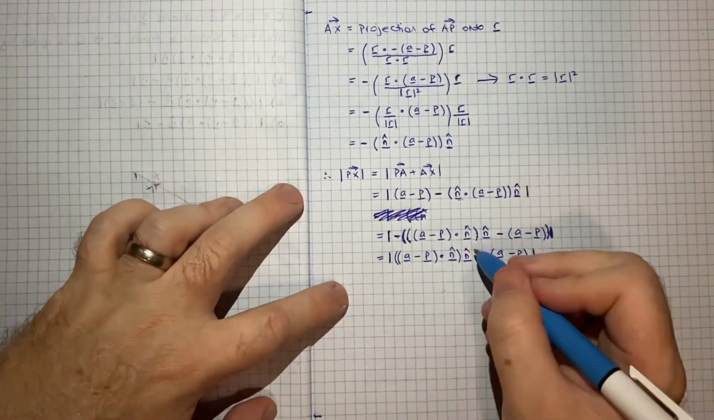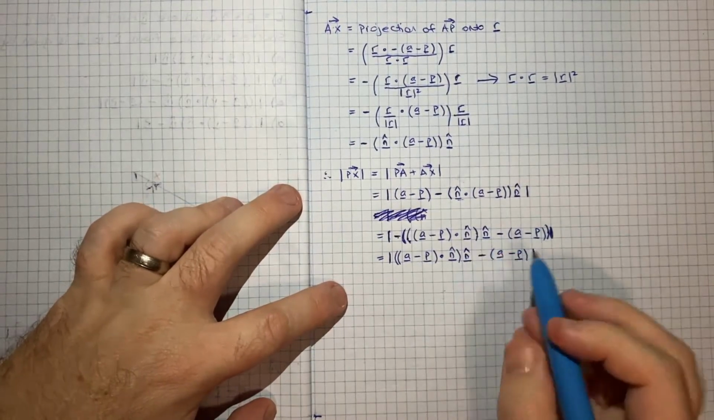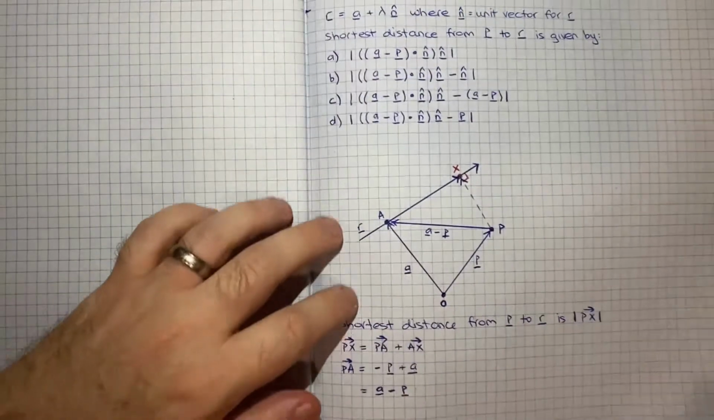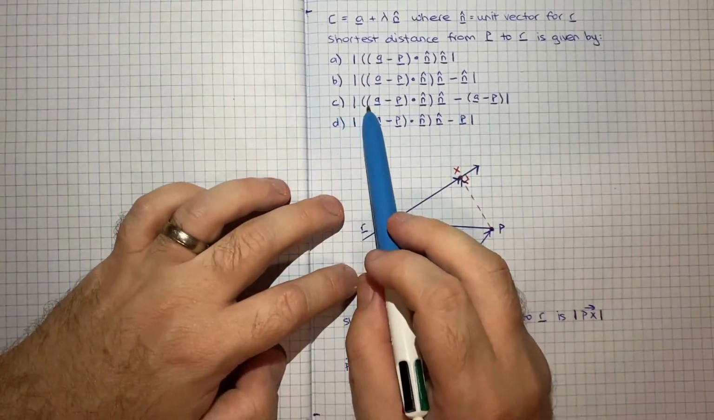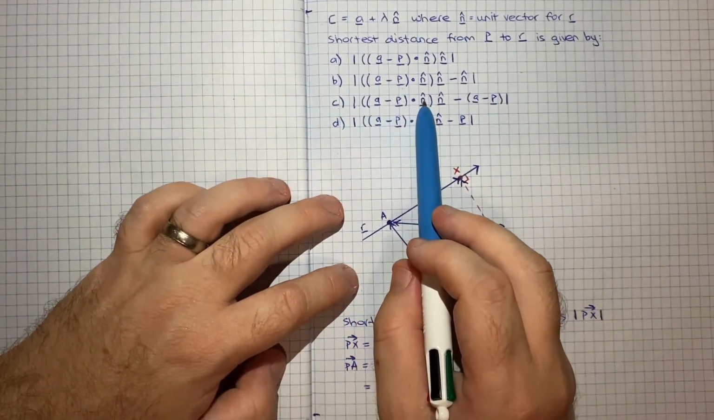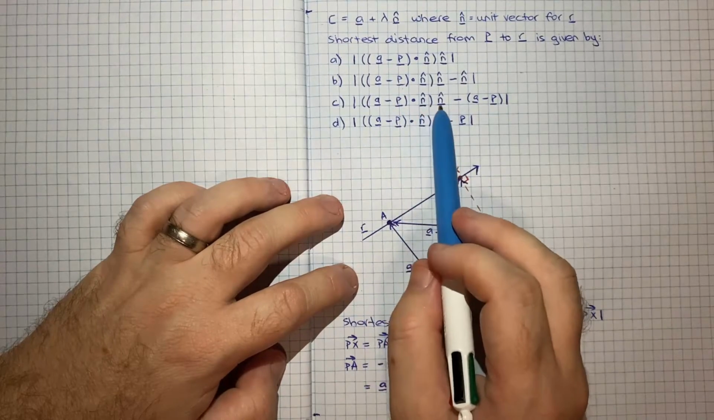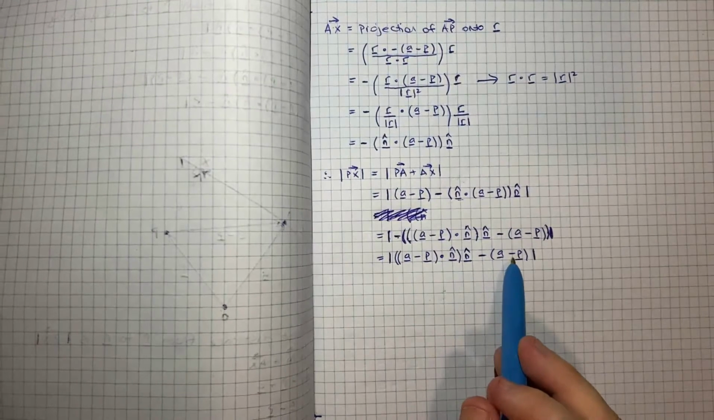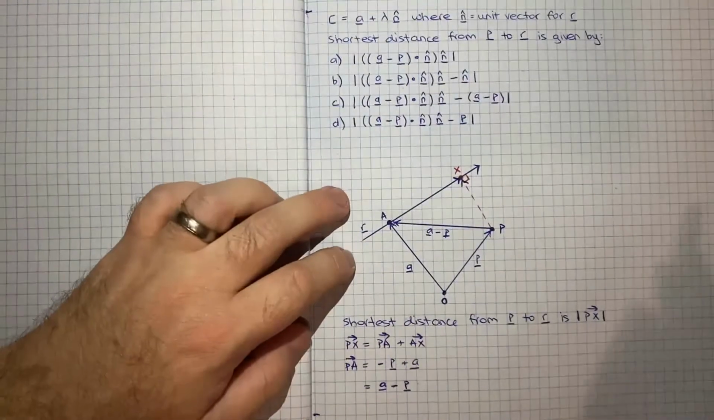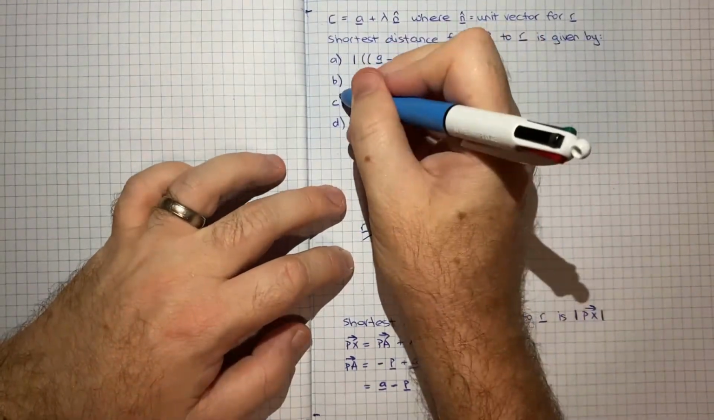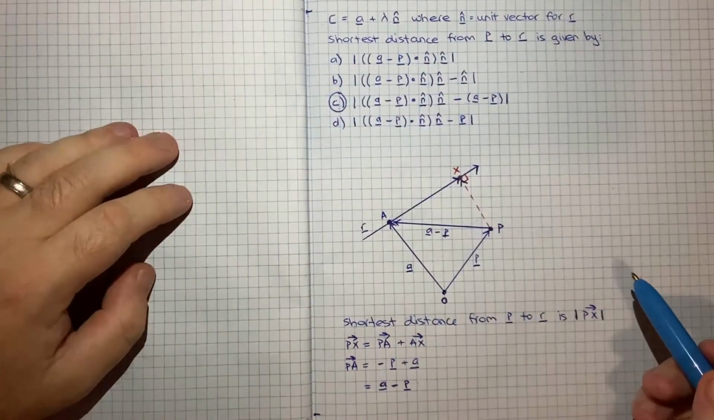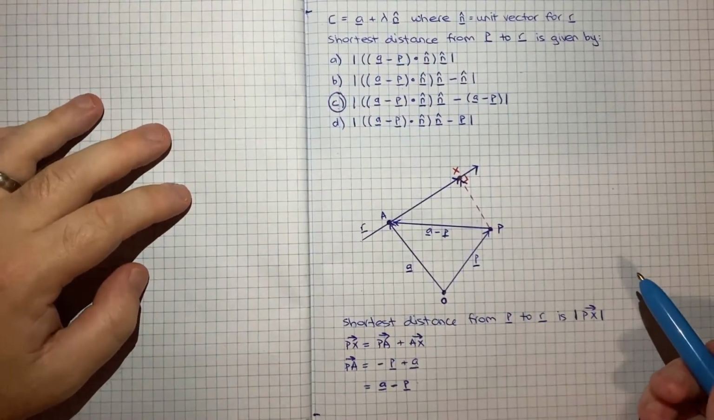But ultimately what we've got there is expression C: A vector minus P vector dot n hat vector, all of that times n hat vector, minus A vector minus P vector. So that's it. Our answer is C. Boom! So yeah, that's how you deal with that question.